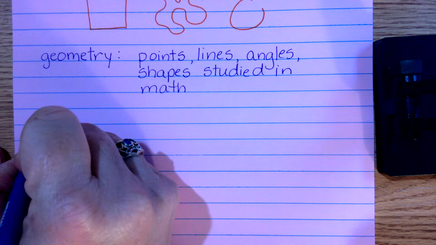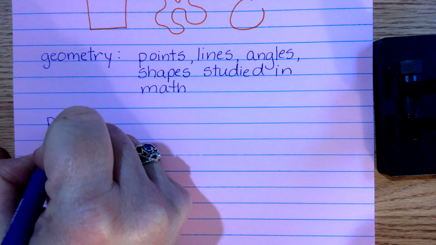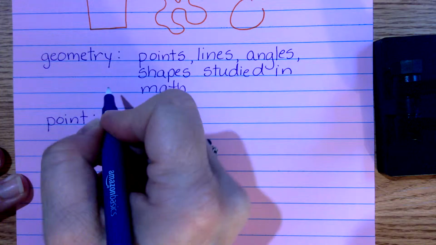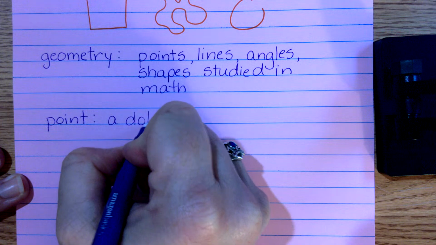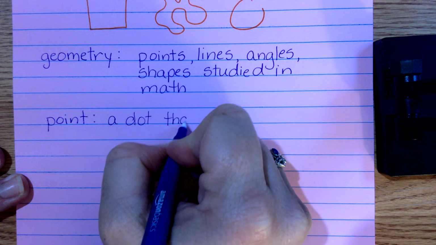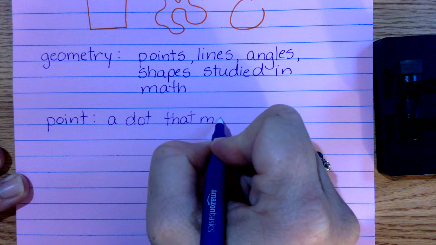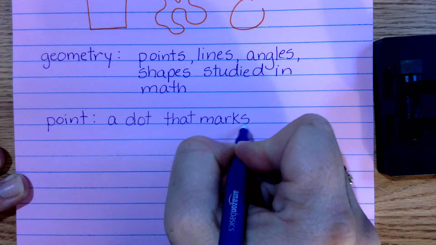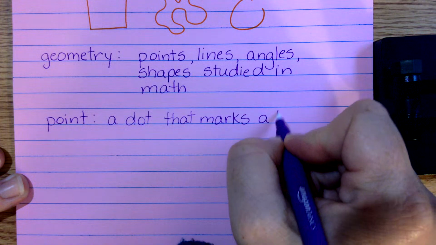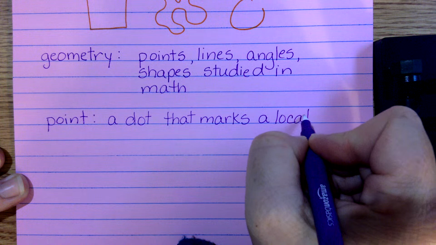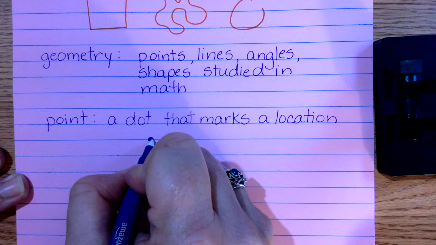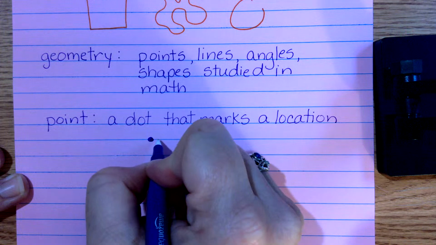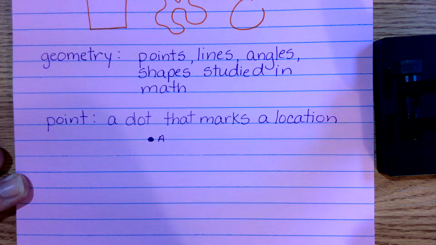A point is a dot that marks a location. It's usually a period. Sometimes it'll have a letter by it so that you can identify the specific point.